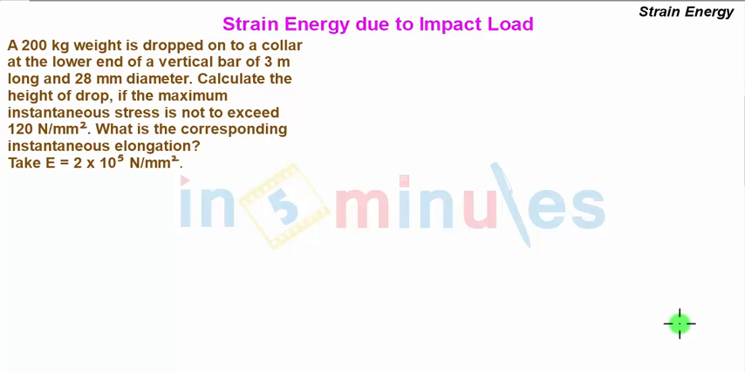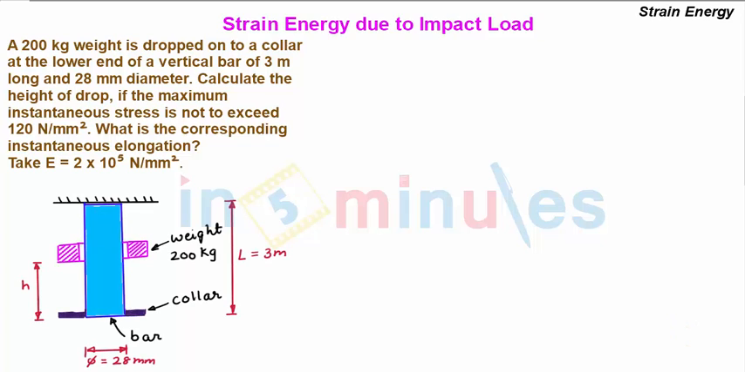So now let us draw the representative figure for this given problem. This figure shows a vertical bar whose diameter is 28 mm and length is 3 meter, and this bar is fixed at the top end and is free at the bottom end, and the collar is fixed to the bottom end of the bar. On this bar a weight of 200 kg falls through some height h, which causes some instantaneous stress in the bar as well as the elongation. So in the problem we have been asked to find the maximum height of drop h such that the maximum instantaneous stress does not exceed 120 Newton per mm square, and also we have been asked to find out the instantaneous elongation.